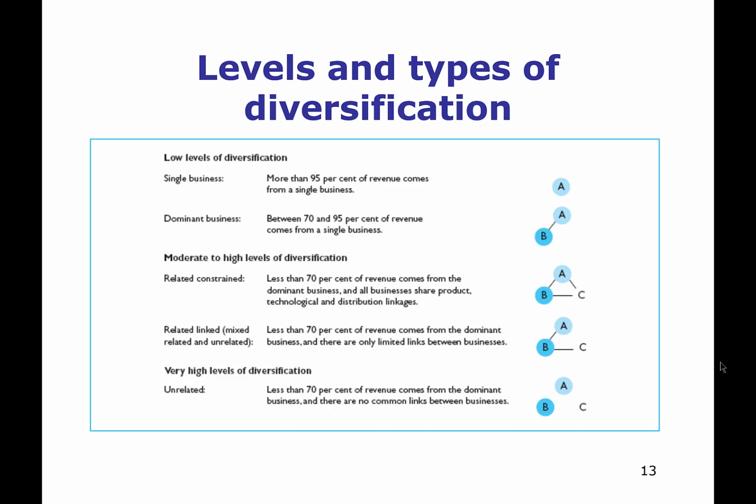A related constrained diversification is one of the two moderate levels of diversification. Less than 70% of its income might come from the dominant business, but all the businesses may share some type of linkage in product or technology or distribution channels.